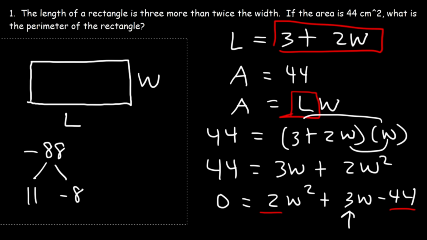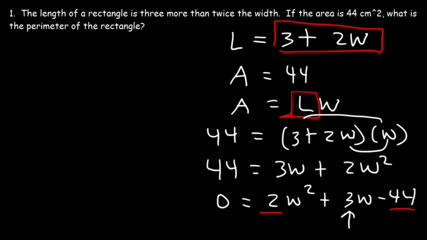So now what we're going to do is replace the middle term 3W with 11W and negative 8W. So it's going to be 0 is equal to 2W squared minus 8W plus 11W minus 44. I wanted to put the 11 next to the 44 because 44 is a multiple of 11, and 8 is a multiple of 2. So in the next step, we're going to factor by grouping, and that's why I've arranged it the way I did.